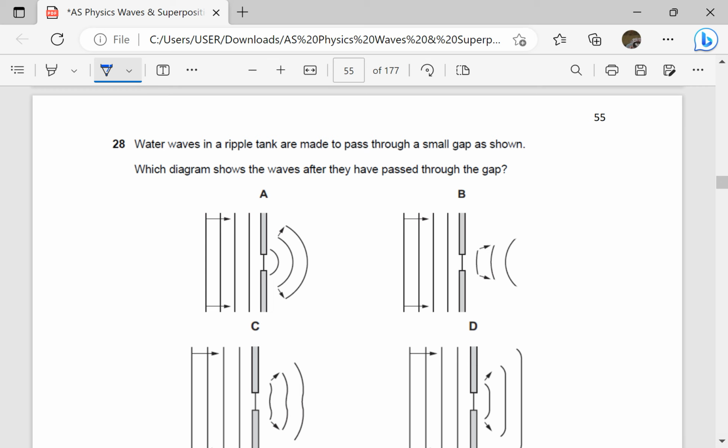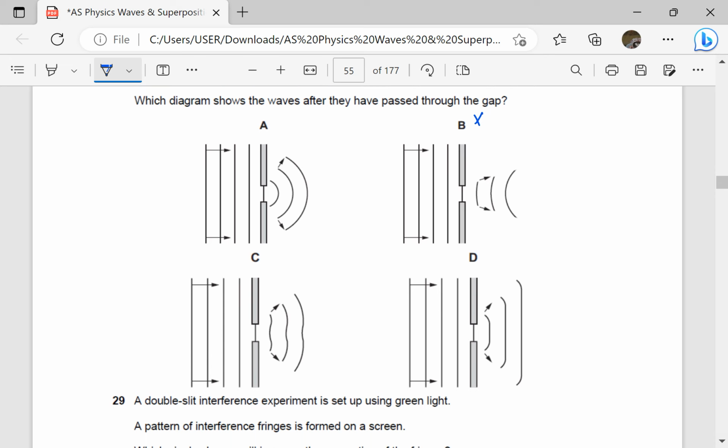Water waves in a ripple tank are made to pass through a small gap as shown. Which diagram shows the waves after they have passed through the gap? So of course this is wrong. This one is also going to be wrong. They are going to be broken waves like that.